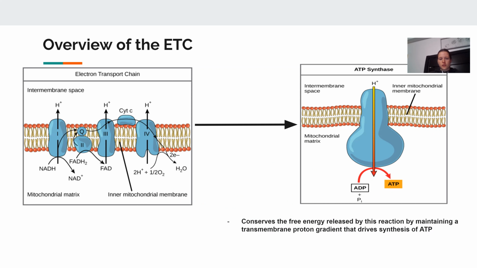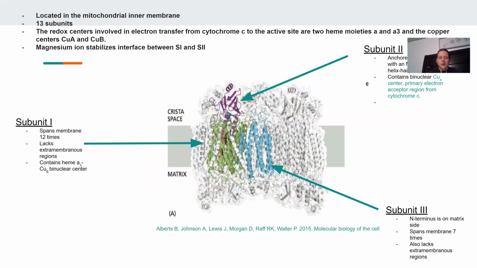And it is coupled to the pumping of 4 protons back into the inner membrane space, which provides the proton gradient ATP synthase needs to produce ATP. So, a little bit about cytochrome C oxidase.